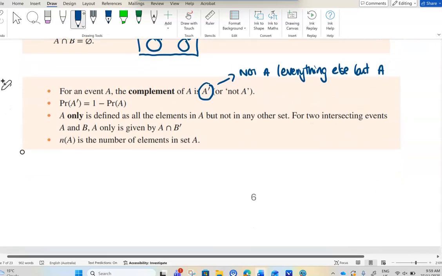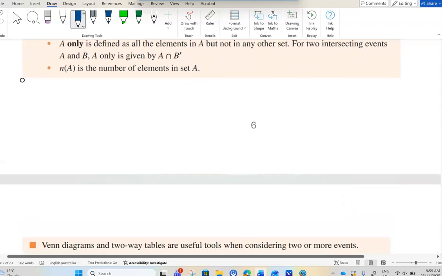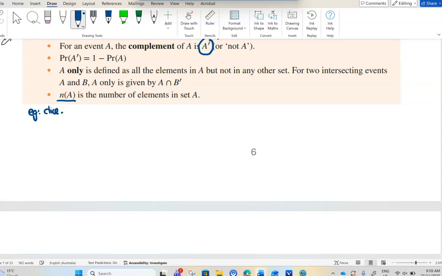So let's just go around. There's a few things. This just means the number in A. It's not the elements, it's the number of elements. So for our example of the dice, the number of A is actually 3, because A equaled the even numbers.